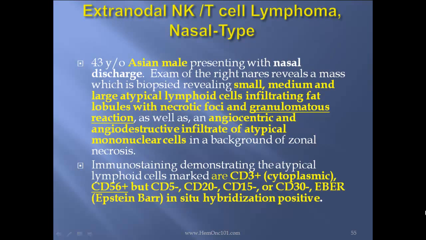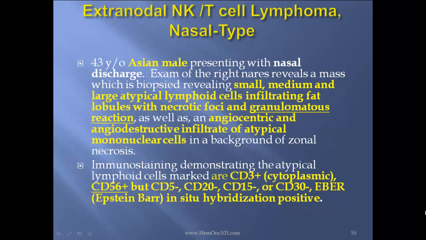Extranodal NK/T-cell lymphoma, nasal type. Case report: 43-year-old Asian male presenting with nasal discharge. Exam of the right nares reveals a mass, which on biopsy reveals, keywords, small, medium, and large atypical lymphoid cells infiltrating fat lobules with necrotic foci and, very important, granulomatous reaction. If you see that word, think extranodal NK/T-cell lymphoma, as well as angiocentric and angiodestructive infiltrate of atypical mononuclear cells in a background of zonal necrosis.